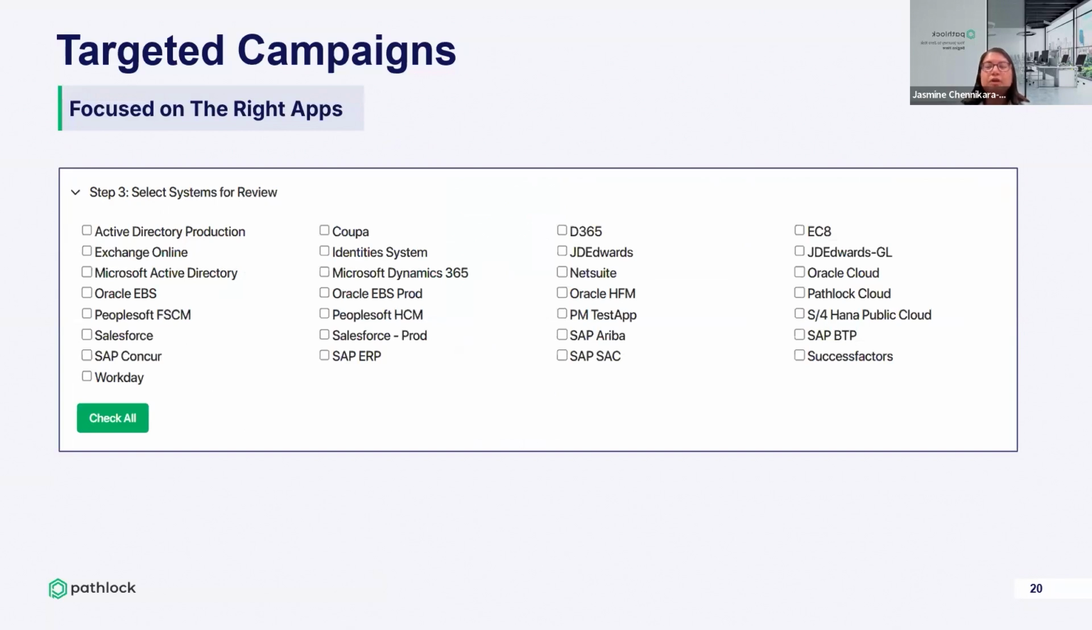So if the review campaign is only for high risk or sensitive systems like financial platforms, or maybe it's only for HR systems, or maybe it's only for production environments, I can limit the campaign to just look at those systems. So this level of granularity gives us greater control to make sure that the reviews that we send out to the reviewers are actually meaningful, and it'll also help reduce the reviewer overload that comes when you have a broader or less targeted campaign.